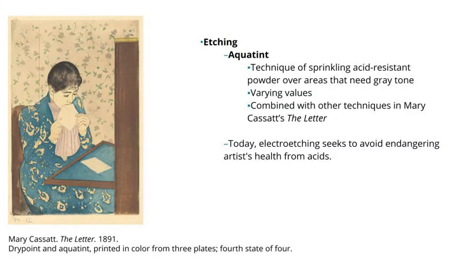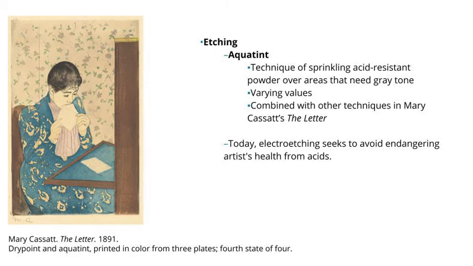So here is another example of etching, but with a different technique added. This is Aquatint. Aquatint is a technique of sprinkling acid-resistant powder over areas that you need a slight gray tone to, and you're able to make varying values on one plate instead of having to make separate plates for every different value of gray that you want to use. And in this example, Aquatint is combined with other techniques. Dry point is also used here, and this is Mary Cassatt's The Letter.